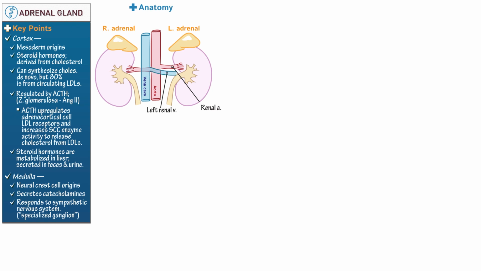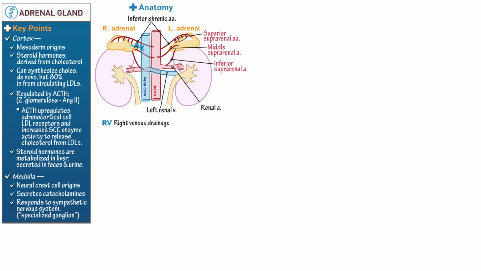Now show that the inferior phrenic arteries arise from the aorta and give rise to the superior suprarenal arteries, which supply the superior regions of the adrenal glands. Then show that the middle suprarenal arteries arise directly from the aorta and travel to the adrenal glands. Show that the inferior suprarenal arteries branch off the renal arteries.